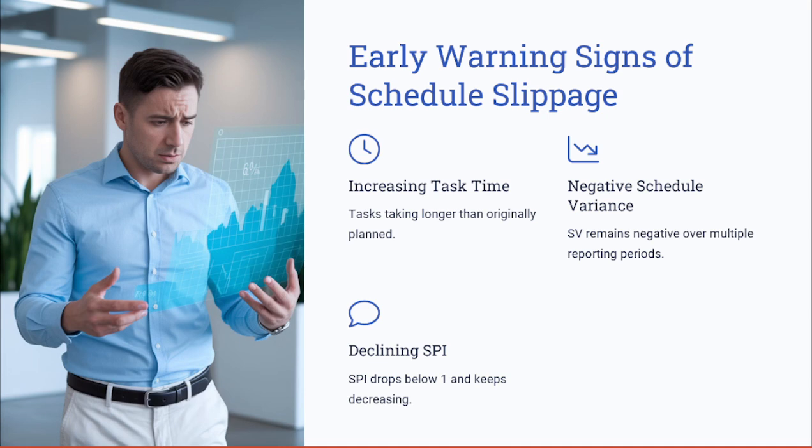Let's take an example. Say a software development project used the schedule performance index, SPI, to track the progress. Initially, the SPI was 1.0, which means it was on track. By the second month, it had dropped to 0.95, and by the fourth month, it had dropped to 0.88. This trend indicates a gradual schedule slippage, and the project manager should take early action by adding an extra developer to stabilize the SPI.